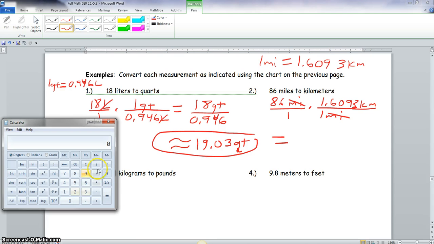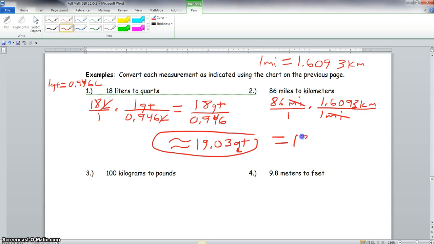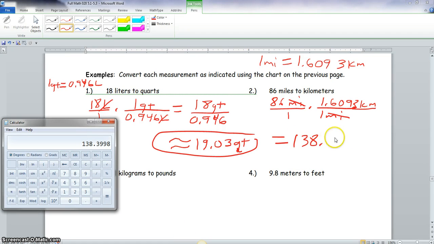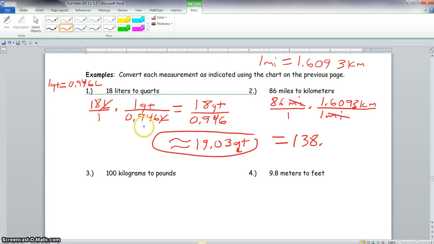So we will call up our calculator and we will multiply. We would take 86 times 1.6093, and that gives us 138.3998. But we could round that off to 2 decimal places, and that would give us 138.40. So we should have the approximation symbol for 138.40 kilometers.